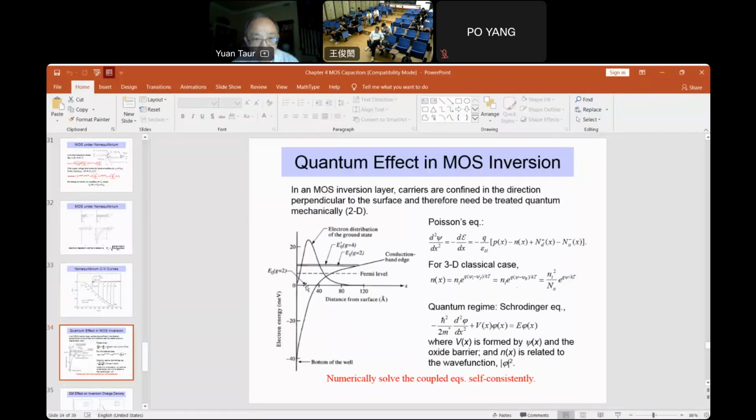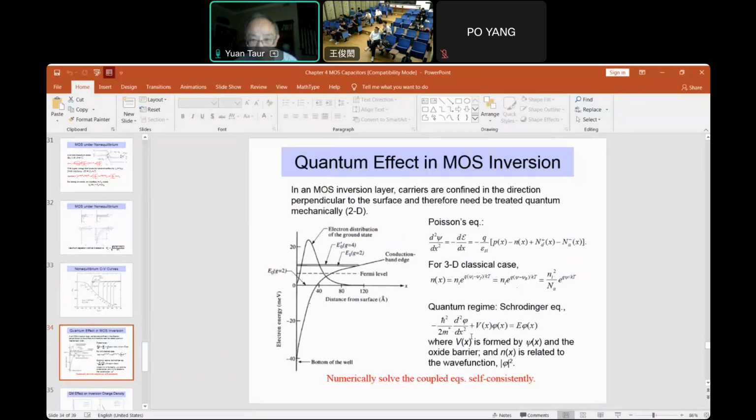If the electrons are confined in the depth direction, then its momentum uncertainty goes up, which means that the ground state is above the bottom of the well. It's not here. Rather, the ground state is here. We define it as 0 here. And so basically, now we have to couple the Poisson equation to the Schrödinger equation.